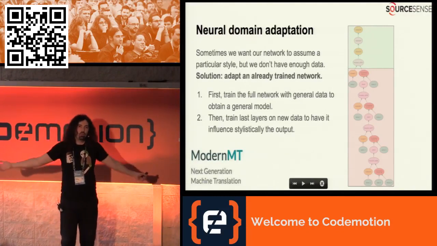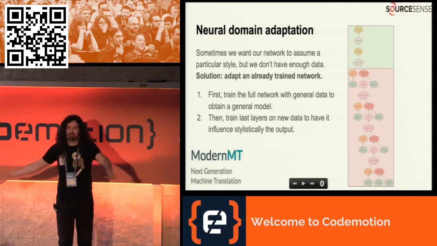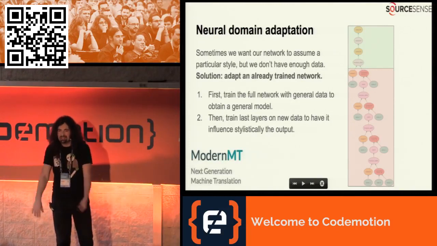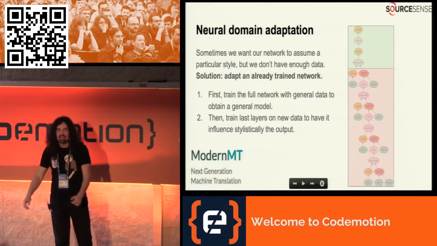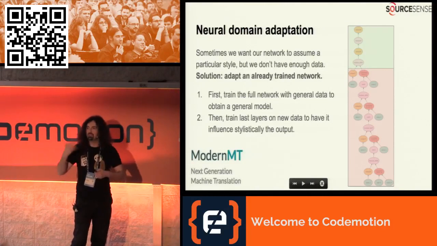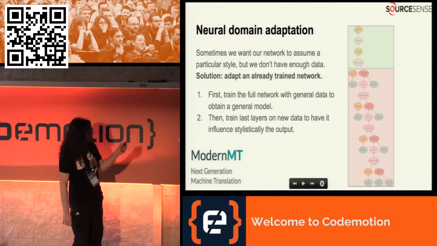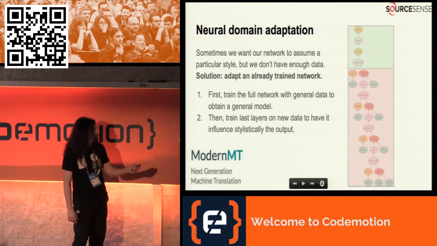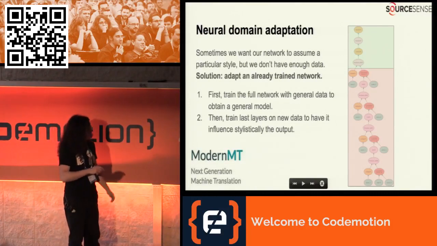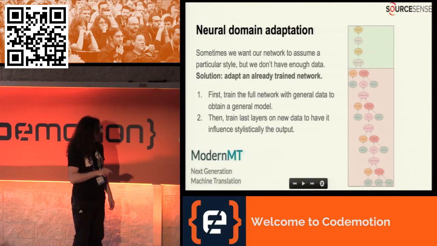You say, well, why don't you just get 100,000 documents and train a machine translation system that speaks legalese? I don't have that much data. I have a lot of data instead to train it on common language. So a strategy can be to adapt a pre-trained network. First, I train a full network with general data to obtain a general model which is able to translate about everything. Then we train the last layers on new data.